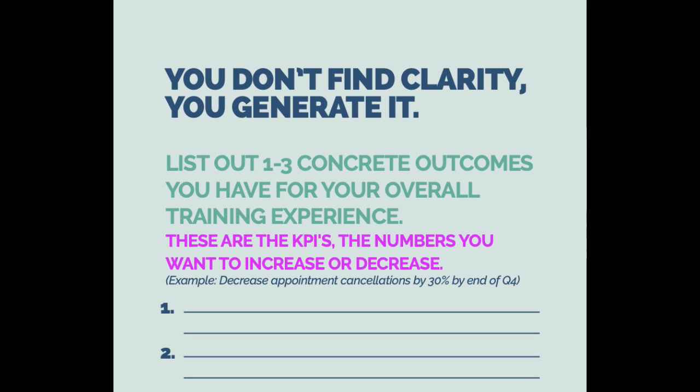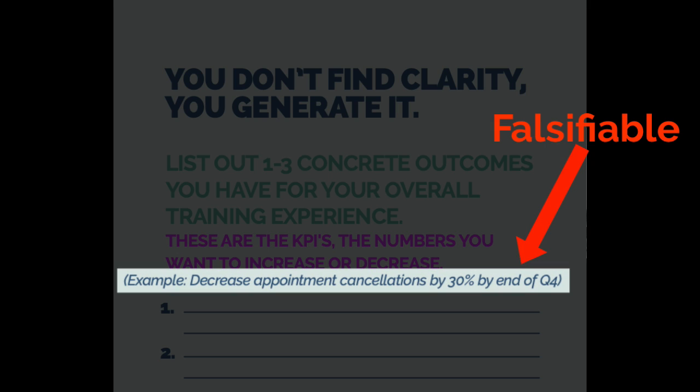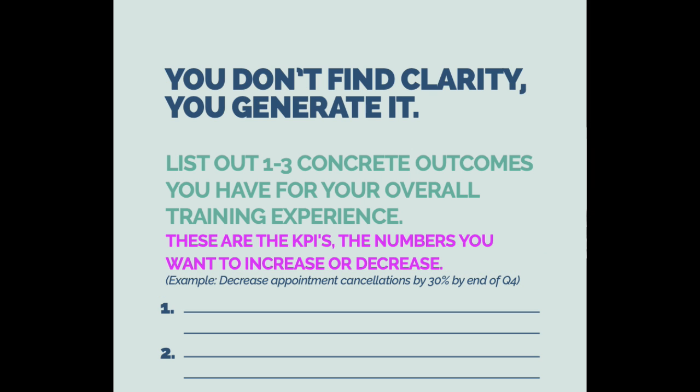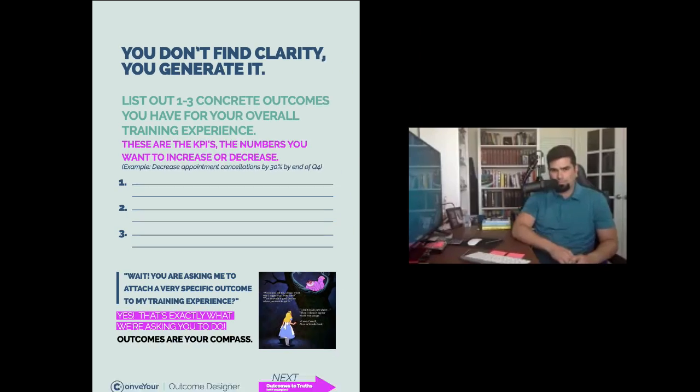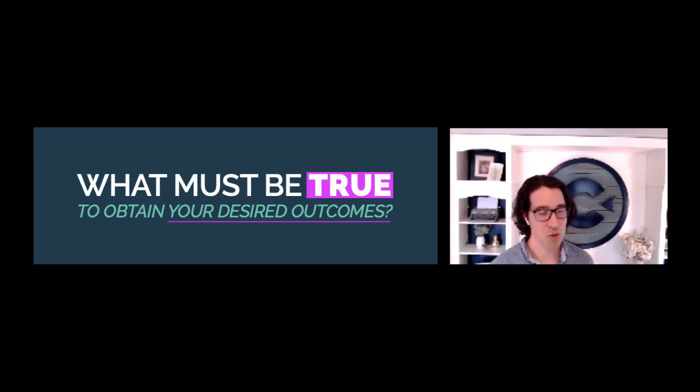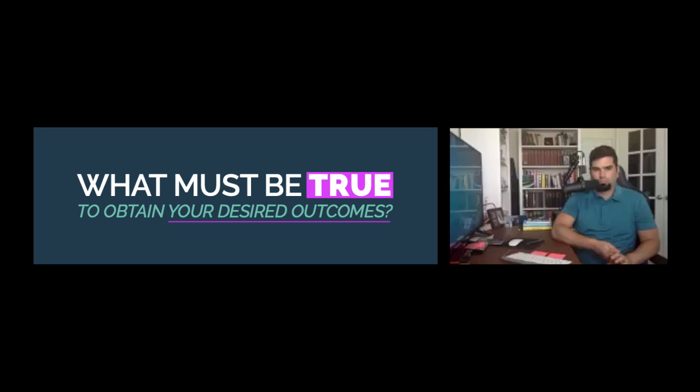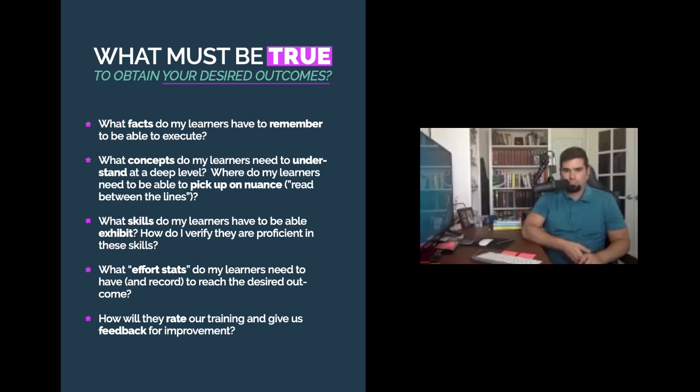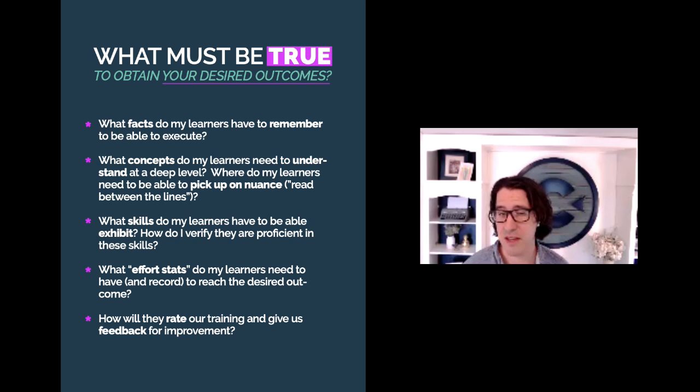So it is about 15 pages, and it starts with defining a very clear outcome for the business. Not for your learners, but for the business. Something that's falsifiable, something that it's easy to look back and say, did we hit it or not? Once you define that, you're then going to ask yourself, what must be true for my learners to obtain this outcome? And so we have 5 areas of focus here, 3 of which I don't think you really see a lot in training and development that I think is going to be interesting for you to check out.